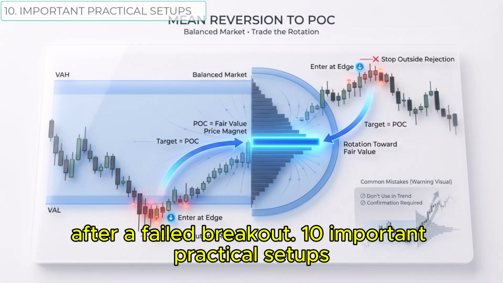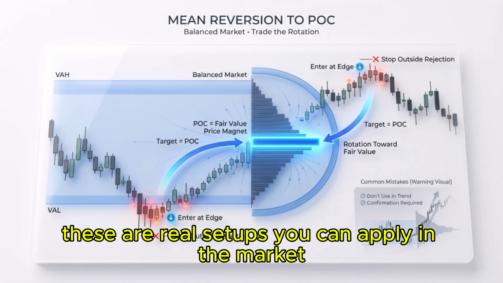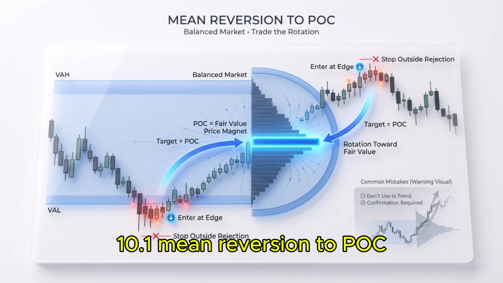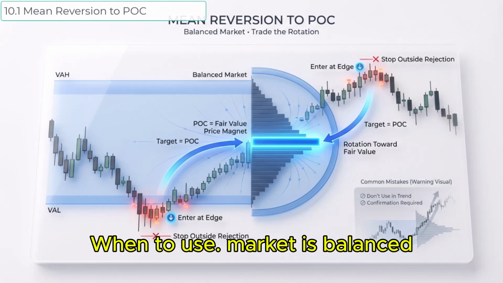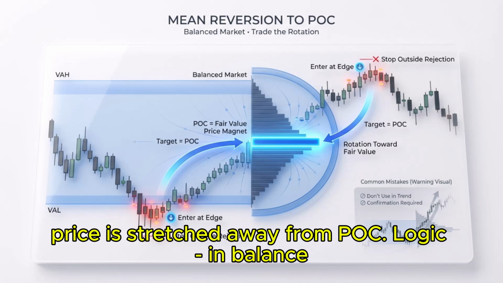10. Important practical setups. Now we turn theory into execution. These are real setups you can apply in the market. 10.1. Mean reversion to POC. When to use: market is balanced. Profile is D-shaped. No strong catalyst. Price is stretched away from POC.